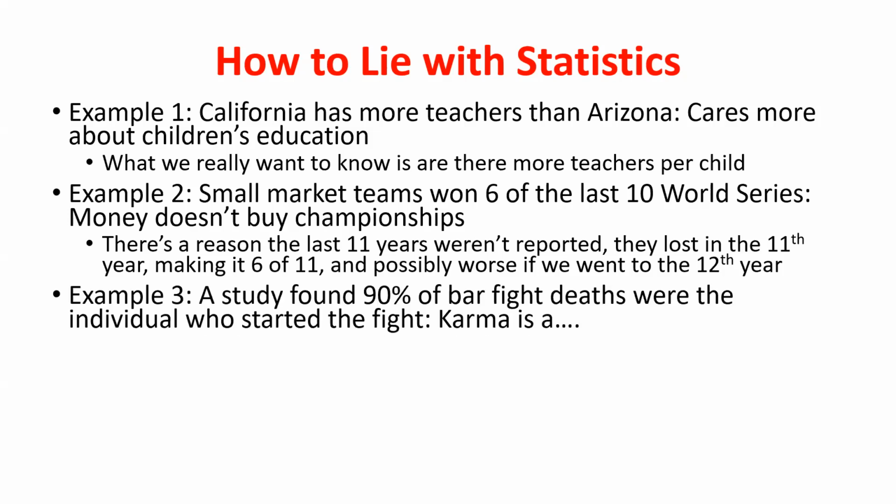And this is maybe one of my favorite ones. A study found 90% of bar fight deaths were the individual who started the fight. So karma is a, you fill in the blank. Well, why do you think this is as high as 90%? Think about it: you had a bar fight and someone dies, between 2 people. Who's the only person left? The one who didn't die. Do you think he or she is going to say that they started the fight? Well, if the guy died, I wouldn't want to admit to that. So the fact that that's not 100% is crazy, right? You have to think about who you're getting the data from. What's your data source? Who is giving you that data? Might they have a bias, right?